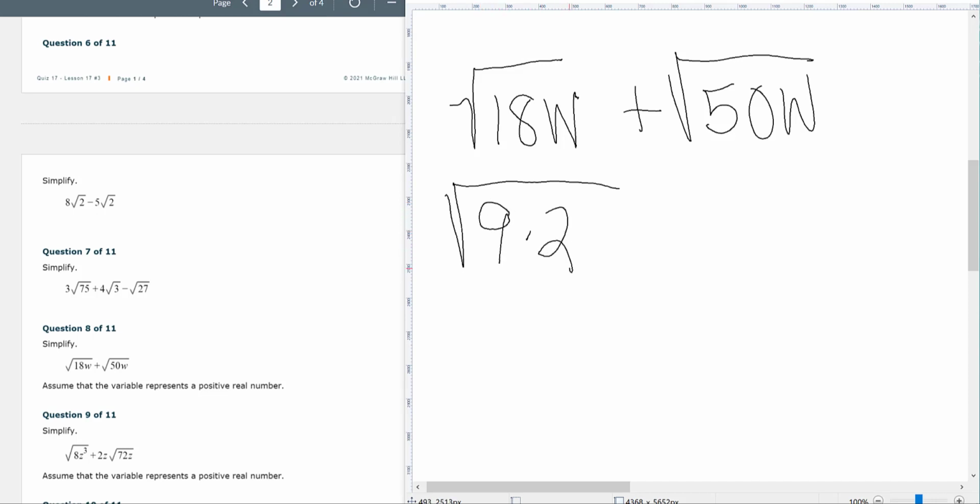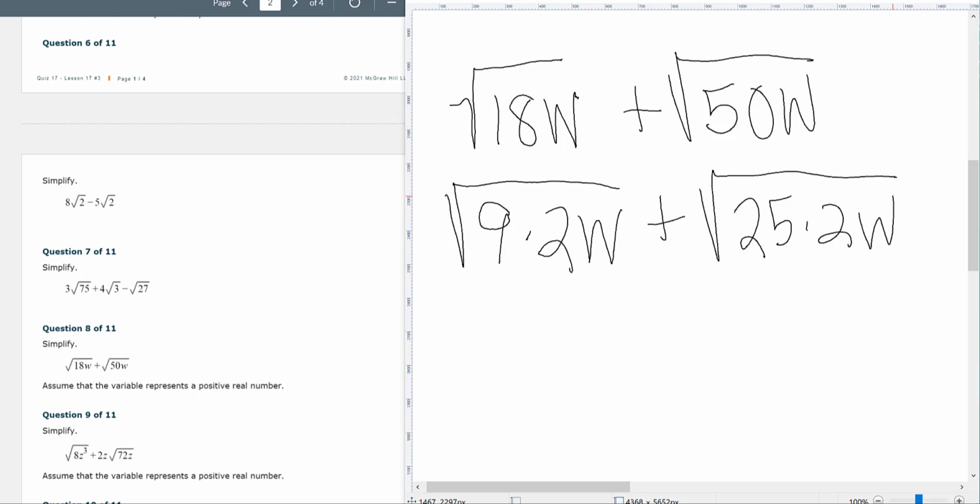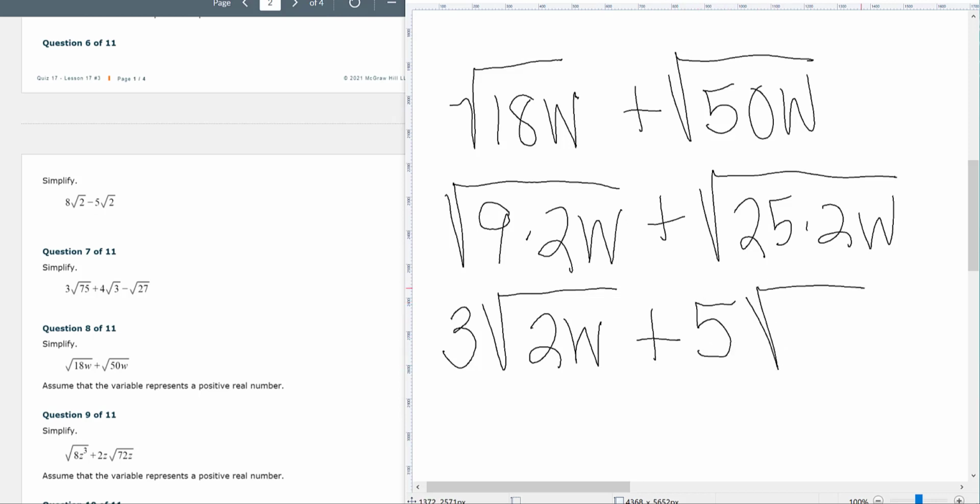9 times 2 times w plus the 50 can be 25 times 2 times w. 9 is a perfect square factor of 18. 25 is a perfect square factor of 50. The square root of 9 can come outside as a 3, leaving a 2w as the radicand. The square root of 25 can come out as a 5, leaving a 2w as the radicand.